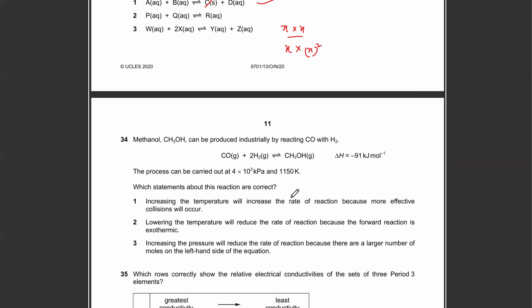Now 34, methanol can be... Which statement about this reaction is correct? He says this carries out at this. Yeah, which one is the correct statement? First one is correct. The first one. Is it 1 and 2 only?